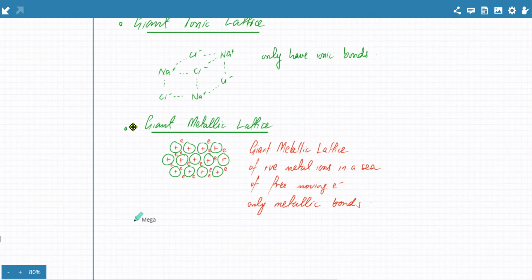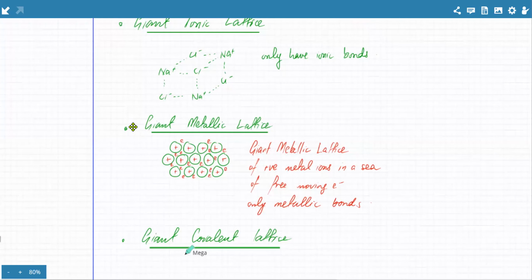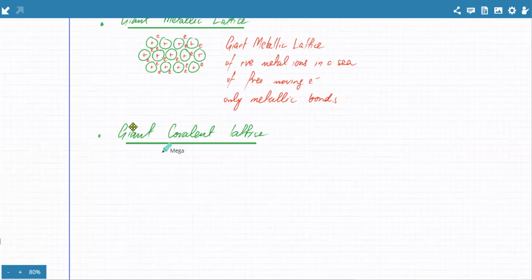And the third one is called a giant covalent structure or a giant covalent lattice. It only has covalent bonds. Diamond is one example. If you look at diamond, it's carbons covalently bonded to other carbon atoms, which are then further bonded to other carbon atoms.